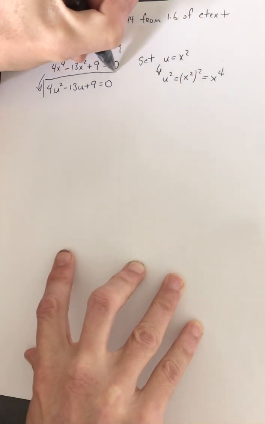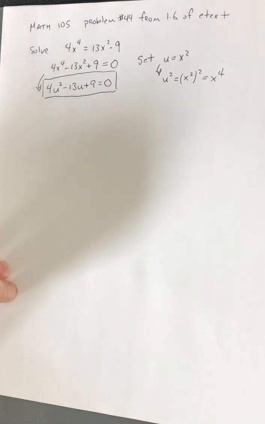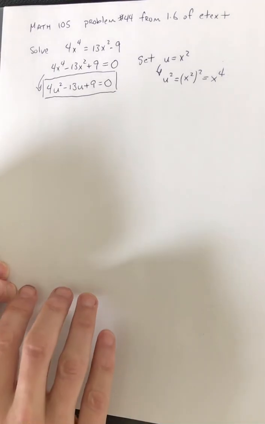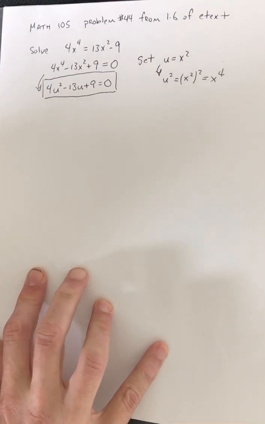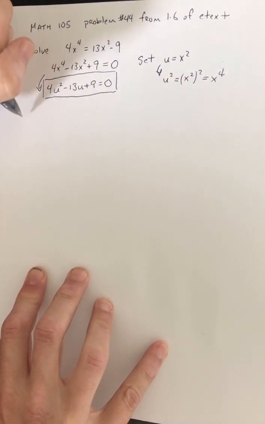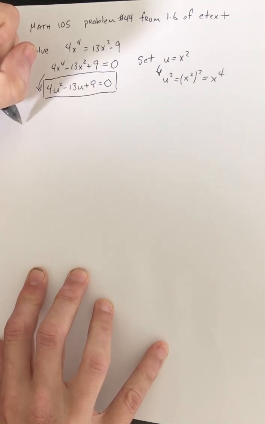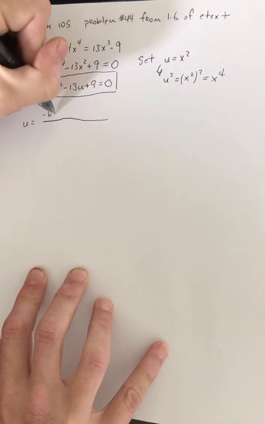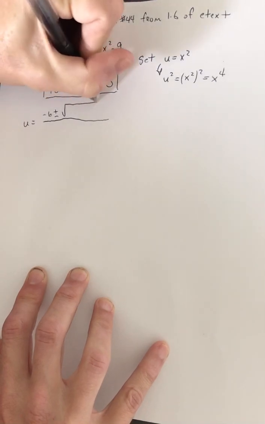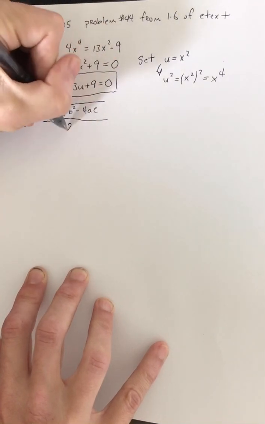This is in u, but it's quadratic, so I can solve it using any of my ways to solve a quadratic equation. So let's use the quadratic formula. Let's just note that for the quadratic formula, u is going to equal, it's a giant fraction, minus b plus or minus the square root. Under the square root is b squared minus 4ac, and the denominator of the fraction is 2a.